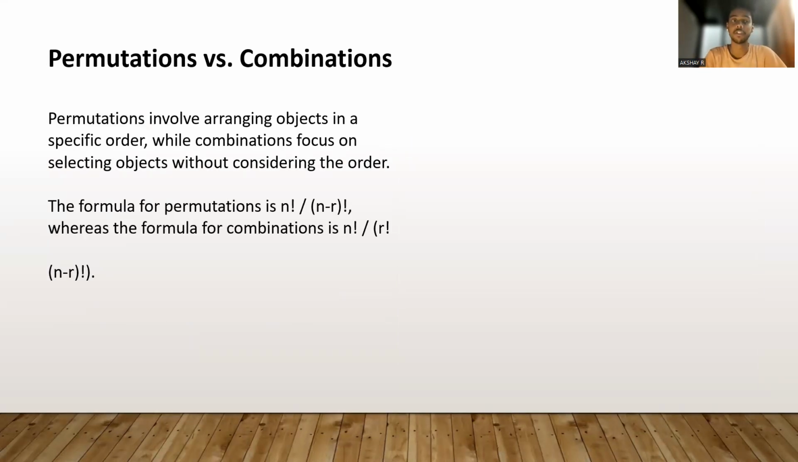Permutations versus combinations. Permutations involve arranging objects in a specific order, while combinations focus on selecting objects without considering the order. The formula for permutation is n factorial divided by (n minus r) factorial, whereas the formula for combination, where C is applied, is n factorial divided by r factorial times (n minus r) factorial. That is the major difference between permutation and combination.